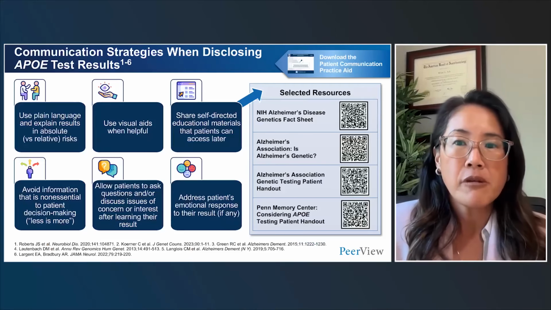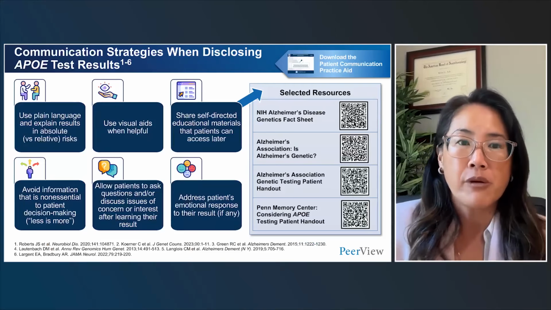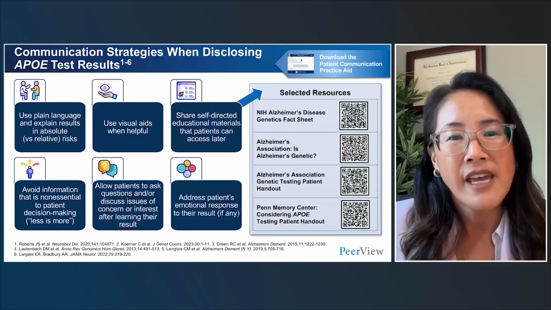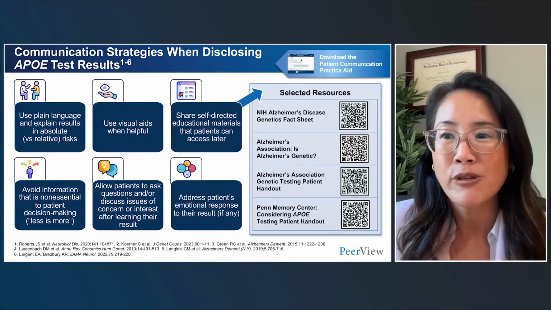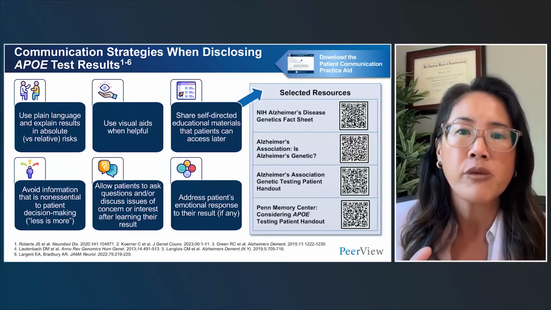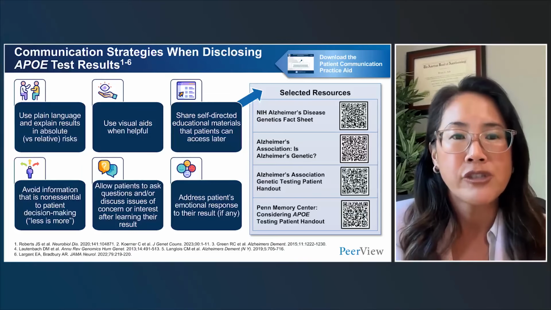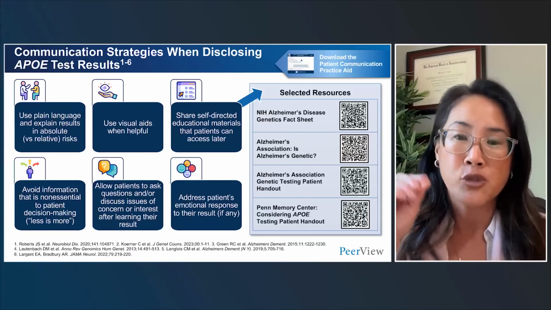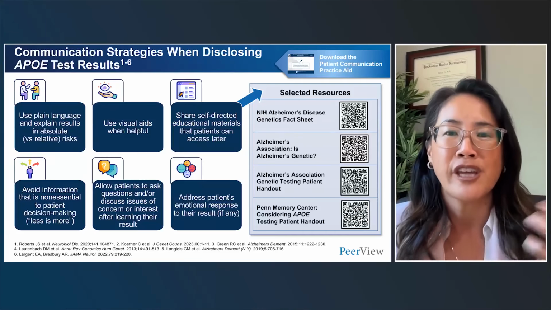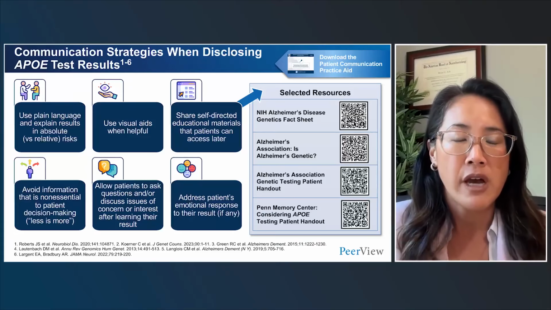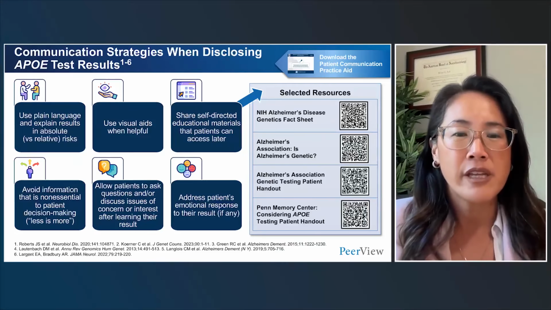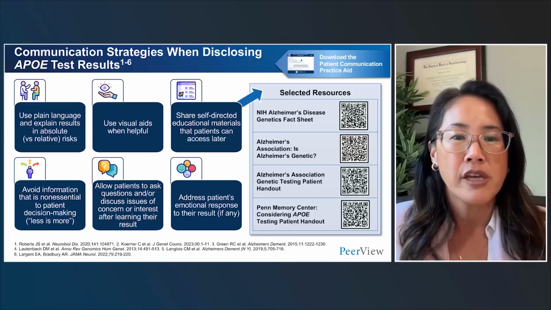And so some communication strategies when we disclose the APOE test results to patients are, without saying, that we do want to be as clear as possible using plain language. Oftentimes visual aids like the schematic that we showed earlier can be really helpful, and any other visual or educational materials that may be helpful during the time of the disclosure, or even materials that patients and families can access later so they can digest the information in their own time. Probably avoiding too much information can be a little bit easier to digest again. That less is more can be more valuable.